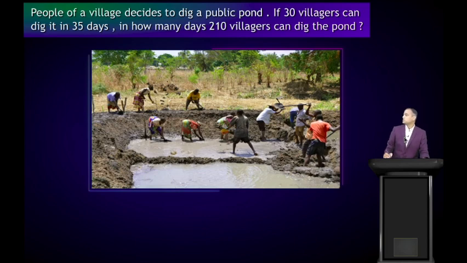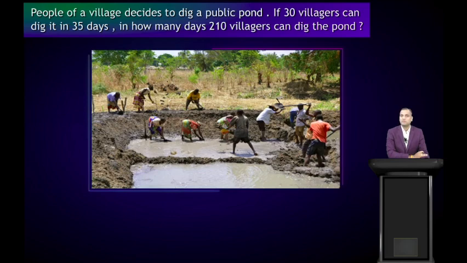So let's start with our first problem. It says people of a village decide to dig a public pond. I think in your village also there is a scheme called MGNREGA, in which people are given a task to do some work in the villages. Like this, here some people decide to dig a public pond. If 30 villagers can dig it in 35 days, in how many days can 210 villagers dig the pond?